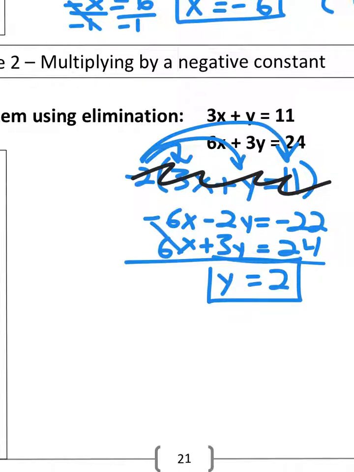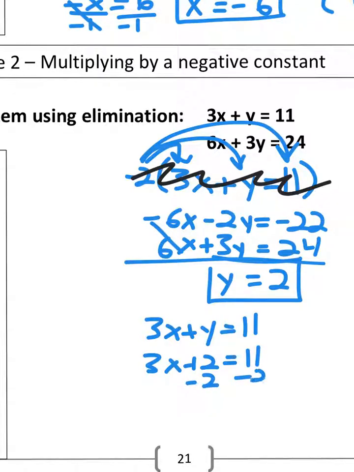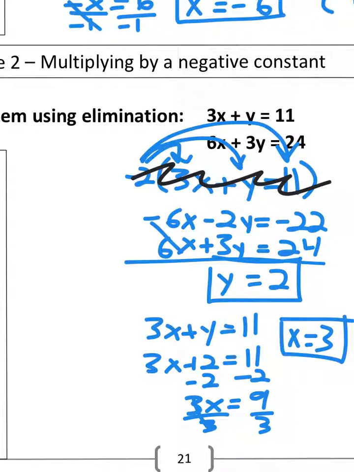Then I use substitution, and I'm going to go with my first equation, 3x plus y equals 11, and I'm going to substitute 2 in for y. So 3x plus 2 equals 11. Subtract 2 from the left, subtract 2 from the right. You get 3x equals 9. Divide both sides by 3, and you get x equals 3, because 9 divided by 3 is 3. So my two terms are x is 3, y is 2. That makes my solution, my ordered pair, 3, 2. And we're done.